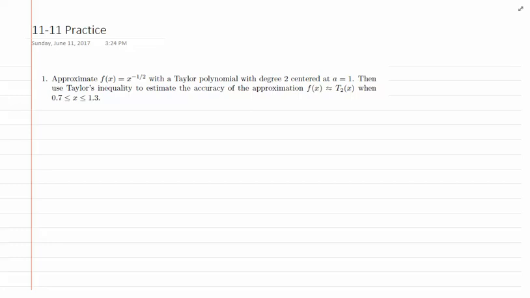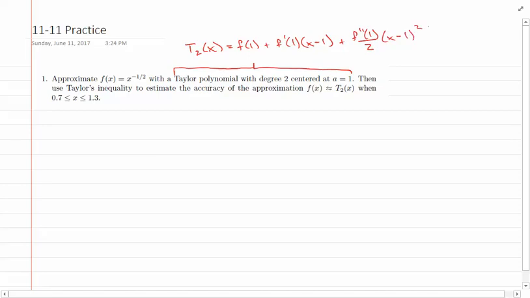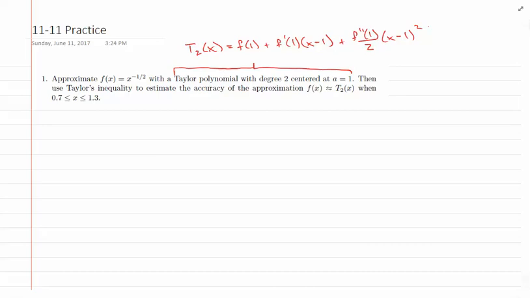Okay, for this problem, we're told to write down a Taylor polynomial with degree 2 centered at a equals 1. So that means to find T sub 2 of x centered at a equals 1, which in general, the formula is going to be f of 1 plus f prime of 1 times (x minus 1) plus f double prime of 1 over 2 times (x minus 1) squared. Right? That's the formula for the degree 2 Taylor polynomial centered at 1.